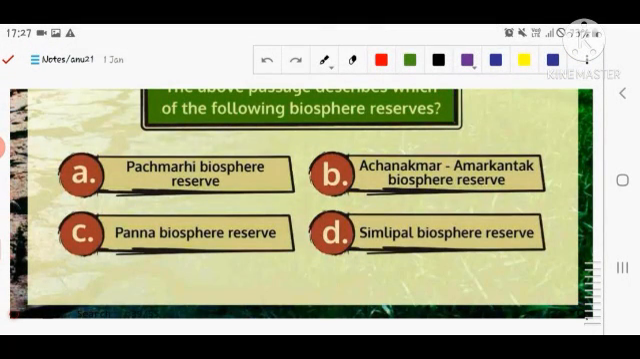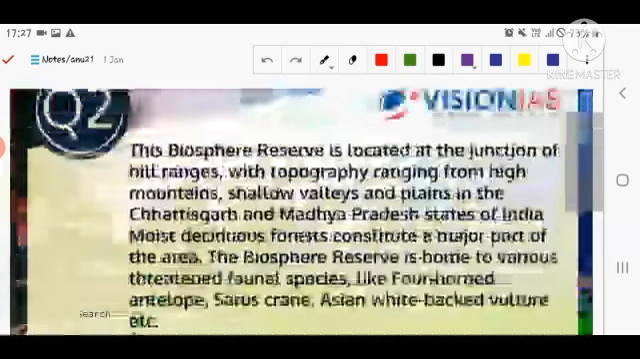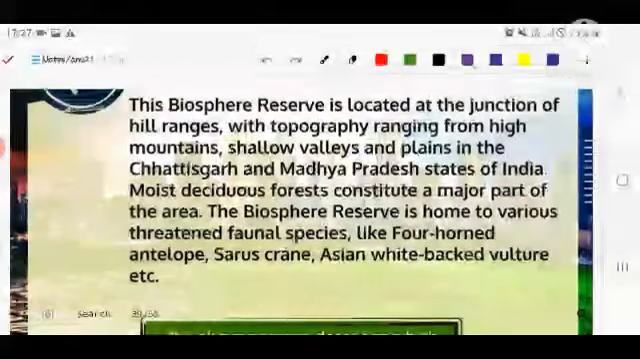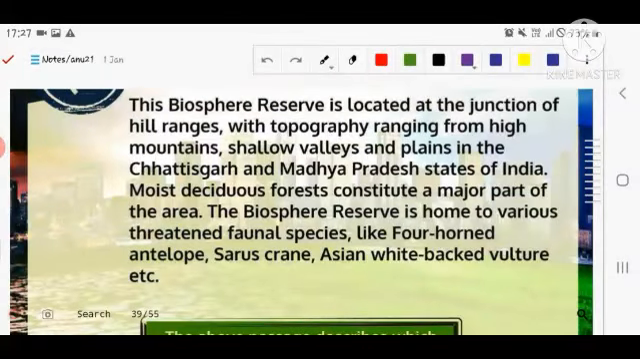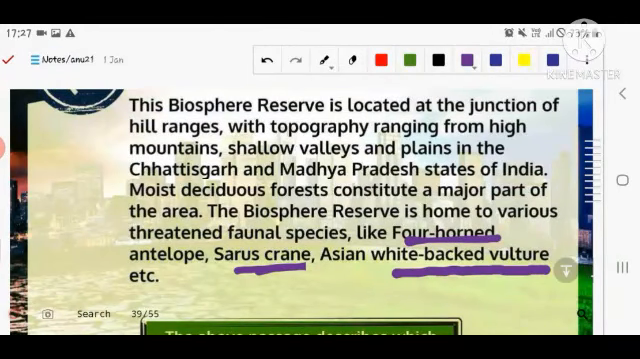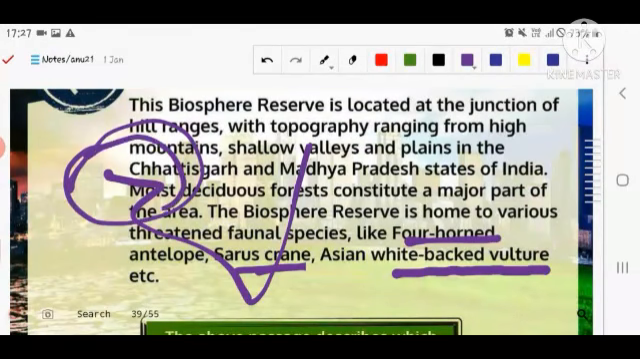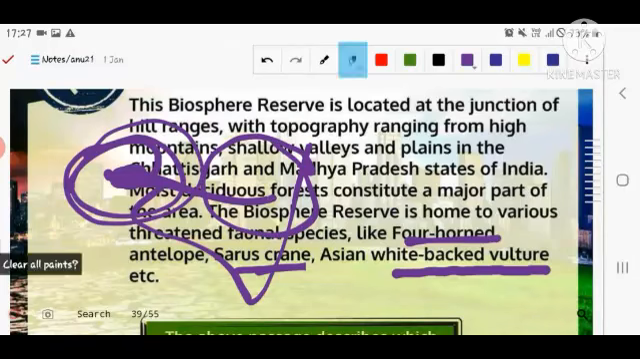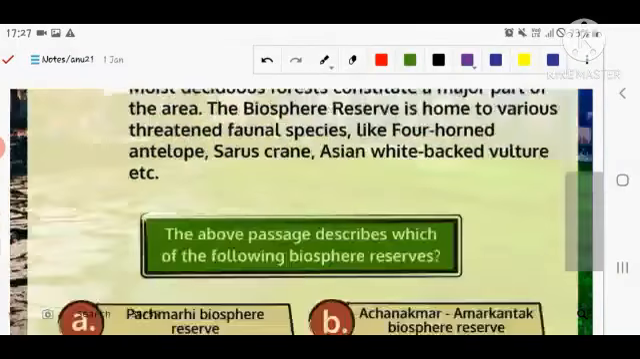Simlipal Biosphere Reserve is in Odisha. Pachmarhi, I think, is in Madhya Pradesh. Achanakmar-Amarkantak, I think, is on the Madhya Pradesh and Chhattisgarh border. So you have to again see these things and see the animals there, and which type of topography they are found in. See, four-horned antelope, sarus crane, Asian white-backed vulture, etc. If you know the vulture is found in the Gujarat or Rajasthan region, the whole range of temperature should be found in that part, so that you can correlate this question.